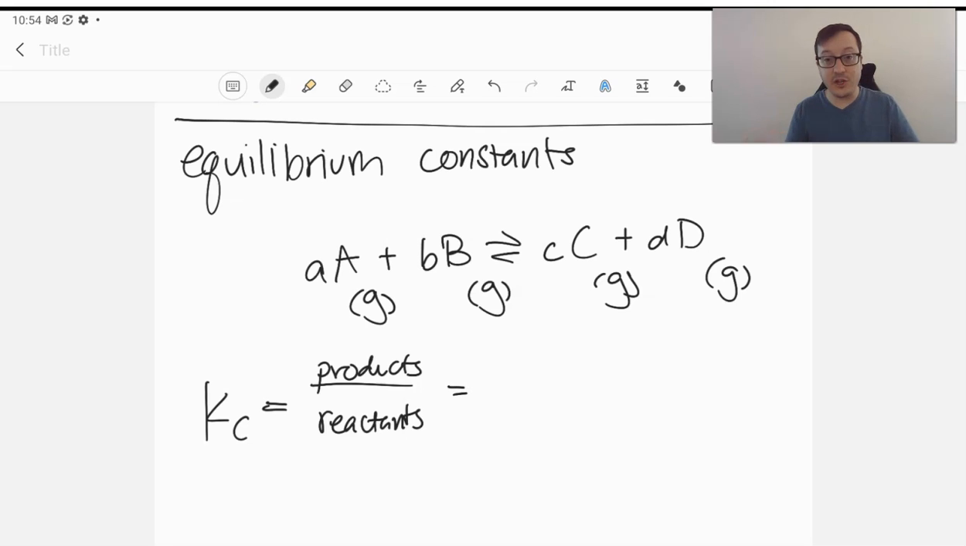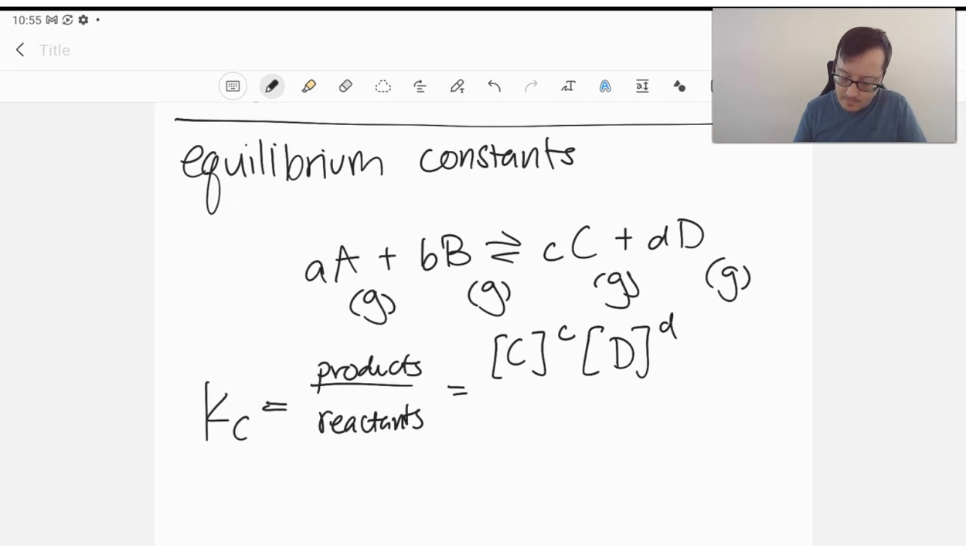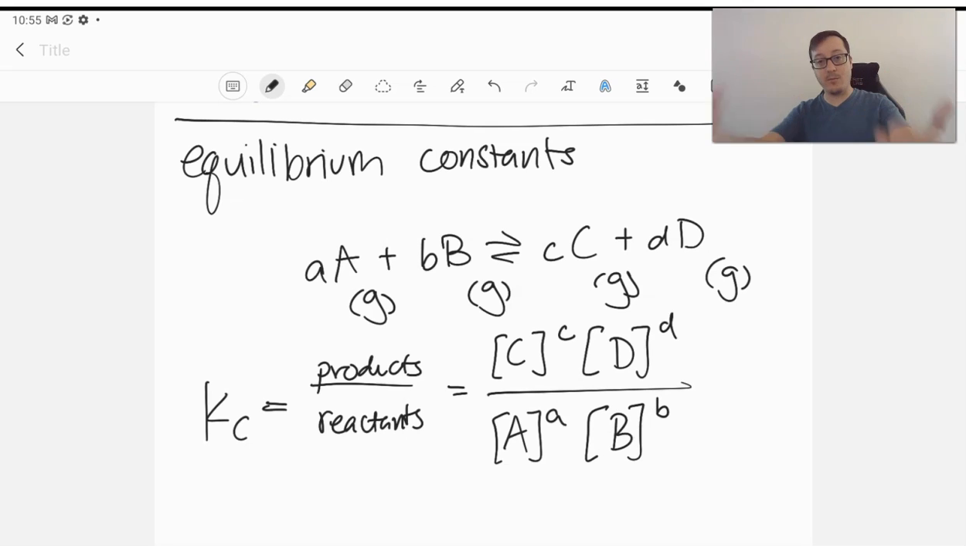And for this generic equation, which we've used before, we'll see that it will be the concentration of C raised to the C power, if that's our coefficient, times D to the D power, over A to the A power and B to the B power. So our products over our reactants, all of these components raised to the power of their coefficient.